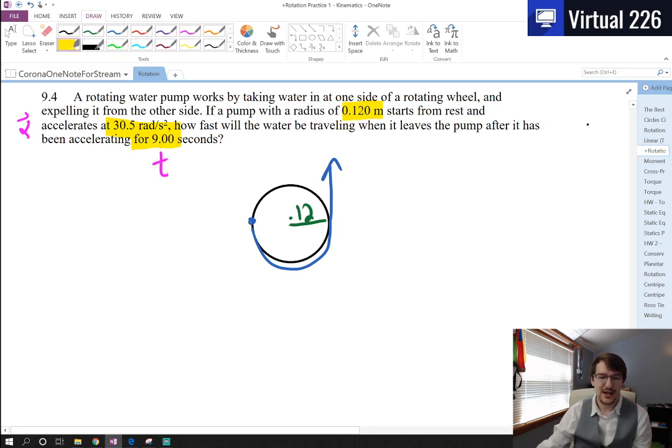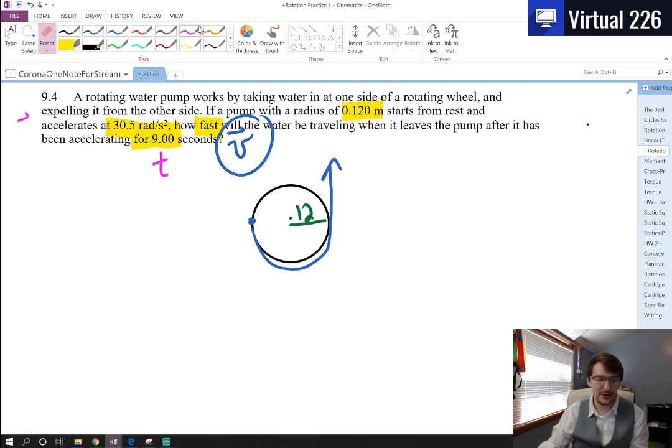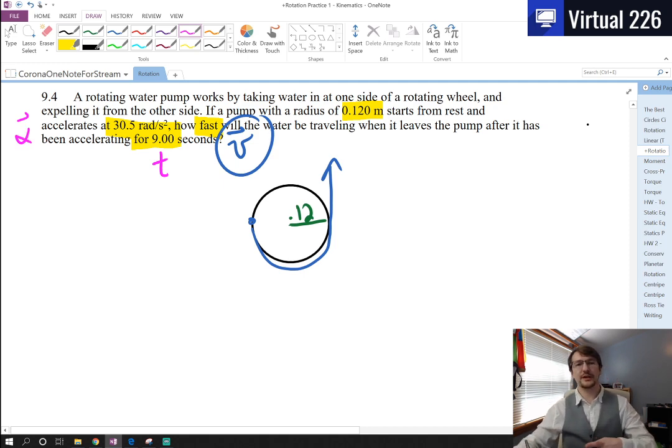What we want to know is how fast will the water be traveling when it leaves the pump. And this is not an omega. This is actually a linear velocity. This alpha is an angular quantity. So at some point here, we're going to have to transition from an angular quantity to a linear quantity.